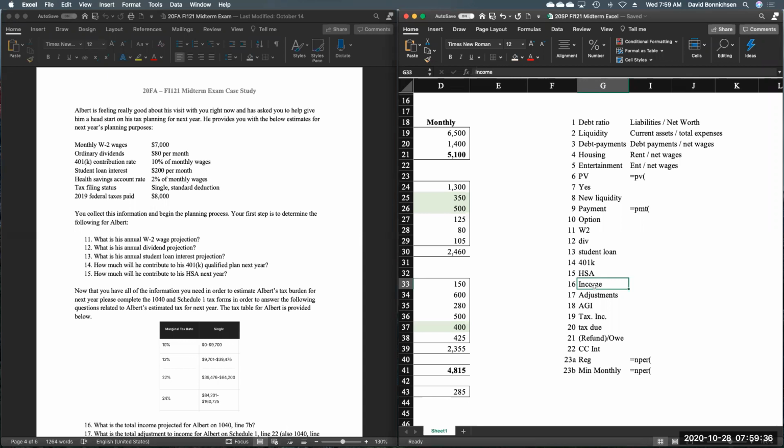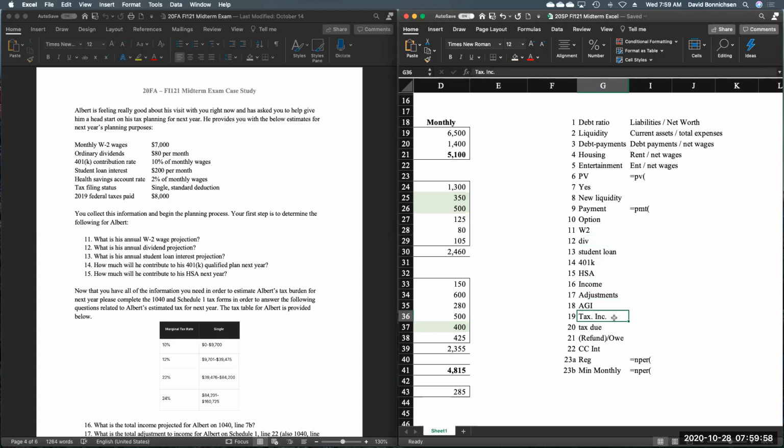And then your income. What is his income? Well, it's the W-2 and dividends. The adjustments are only the student loan, 401k, and HSA. So the sum of those gives you your adjustments. Your AGI is income minus adjustments. And most of you were able to do the math. It was just your inputs that were wrong.